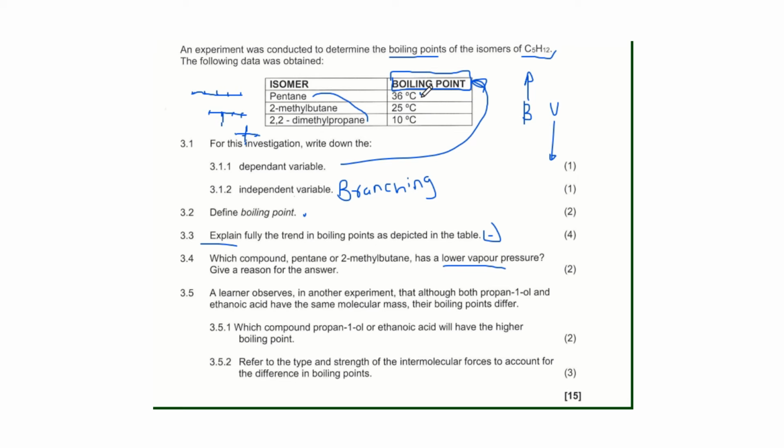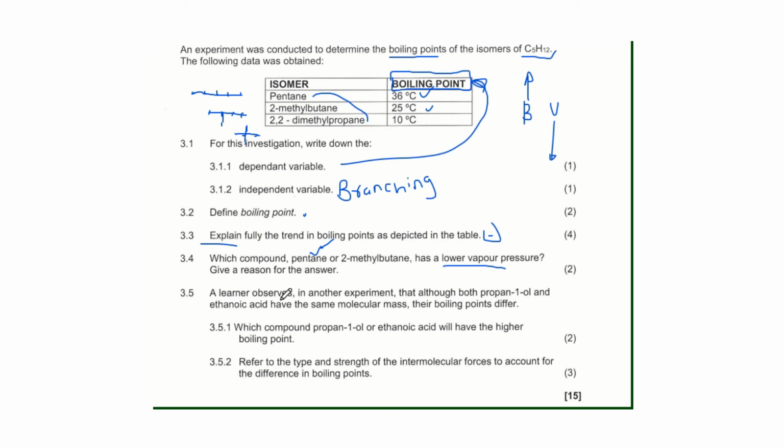You realize that it's pentane, because it has what, 36 degrees, and 2-methyl butane has 25. So which one is higher between 25 and 36? It is 36. So in other words, pentane is the correct answer for this one, right? Pentane is the correct answer, and the explanation will be that pentane has a higher boiling point, and as the vapor pressure increases, the boiling point decreases.